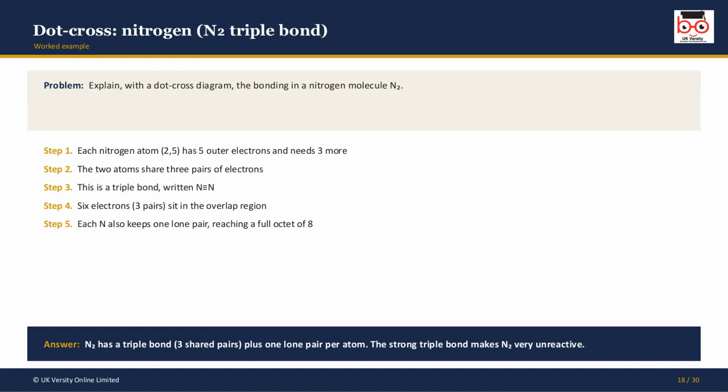Let's tackle the nitrogen molecule. Each nitrogen atom is 2, 5, so it has 5 outer electrons and needs 3 more. The two atoms share 3 pairs of electrons between them, which makes a triple bond, written N triple bond N. 6 electrons, 3 shared pairs, sit in the overlap region. On top of that, each nitrogen keeps 1 lone pair, so both reach a full octet of 8. That very strong triple bond is exactly why nitrogen gas is so remarkably unreactive.